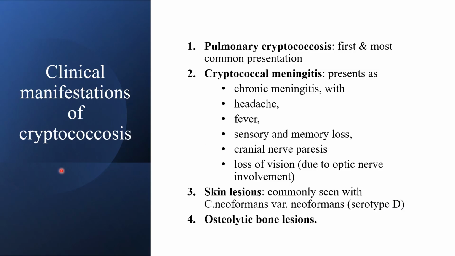Clinical manifestations of cryptococcosis are: pulmonary cryptococcosis. This is the first and most common presentation. Then we have today's topic, cryptococcal meningitis, which presents as chronic meningitis with headache, fever, sensory and memory loss, cranial nerve paresis, and loss of vision due to optic nerve involvement. We also have skin lesions commonly seen with Cryptococcus neoformans variety neoformans serotype D, and then we have osteolytic bone lesions.